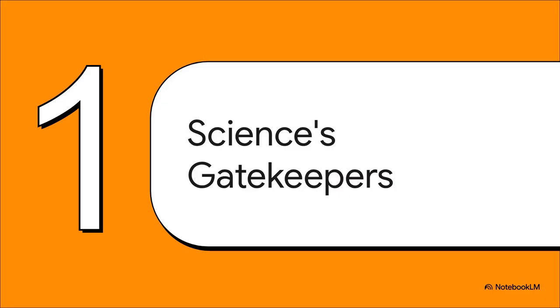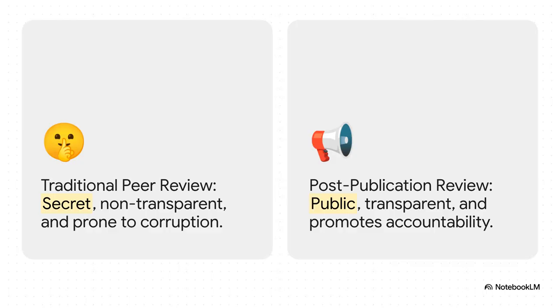Okay, but to really get why a tool like PubPeer is so revolutionary, we've got to take a step back first. We need to look at the old way of doing things, the traditional system it's trying to shake up. Let's talk about classical peer review. So, the old way, traditional peer review, it's all done in secret, right? Behind closed doors. A journal picks a couple of experts, they privately review a paper before it ever sees the light of day. And this system can be a bit of a black box. It can lack transparency, and yeah, it can definitely be open to bias.